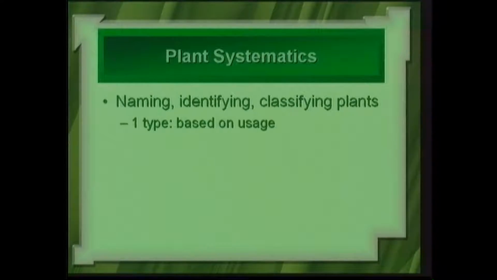All right, so generally, one type of taxonomy is based on how you actually use a plant. Okay, it's based on usage, all right? So we humans have classified plants into edible plants, poisonous plants, medicinal plants, and also hallucinogenic plants. A lot of drug kind of plants.